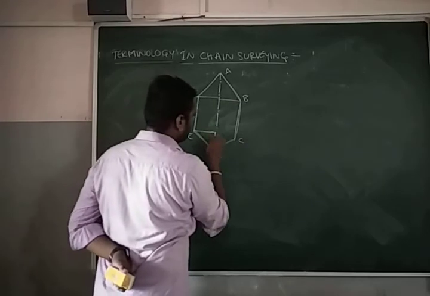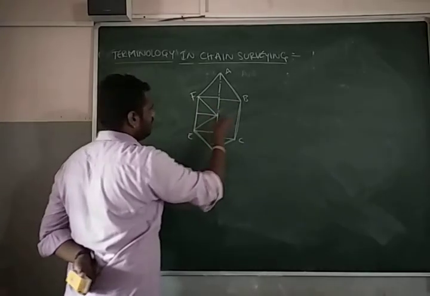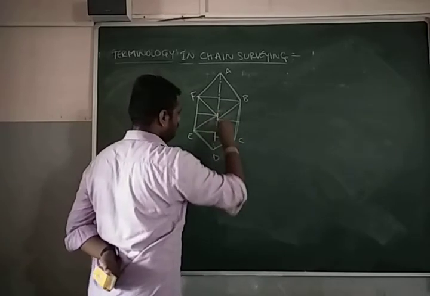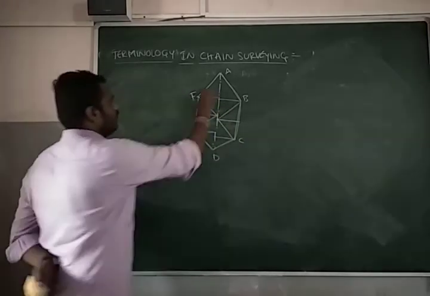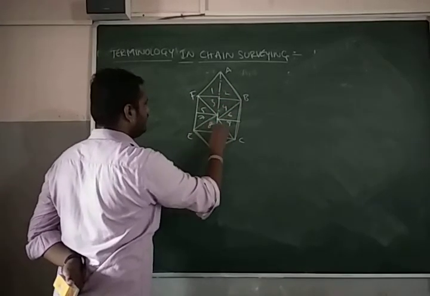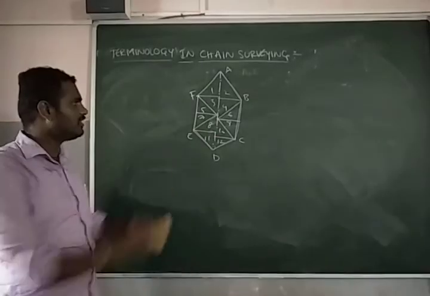So let us assume that we have divided it into a number of triangles. So like this we have divided. Let us assume. So this is how we have divided: 1, 2, 3, 4, 5, 6, 7, 8, 9, 10, 11 and 12 triangles. Okay, this is how we have divided.